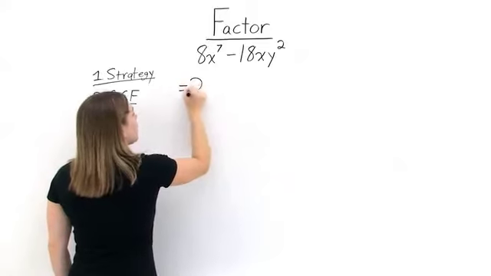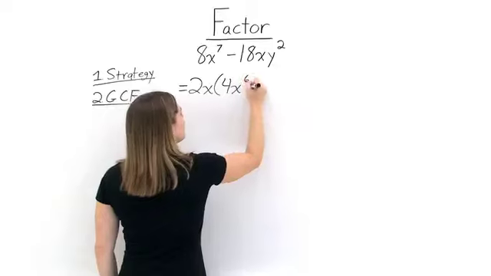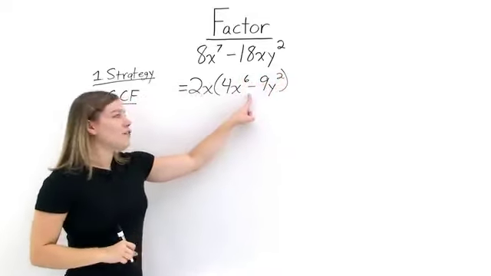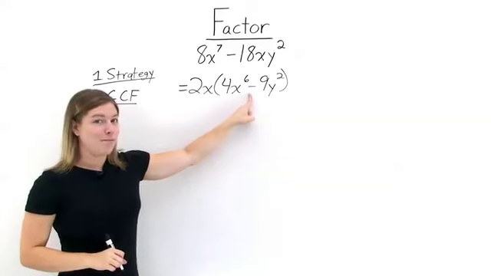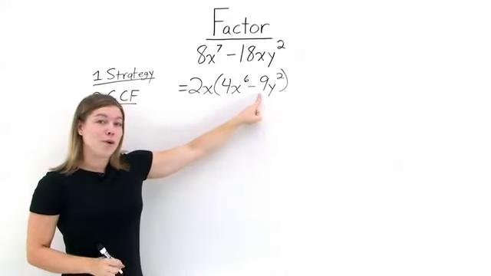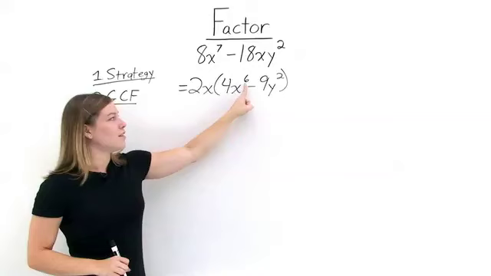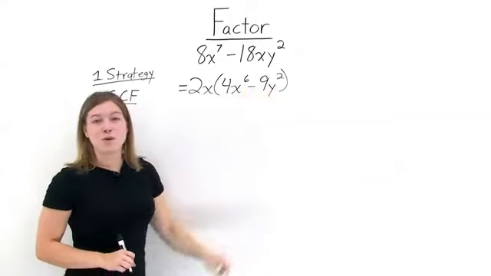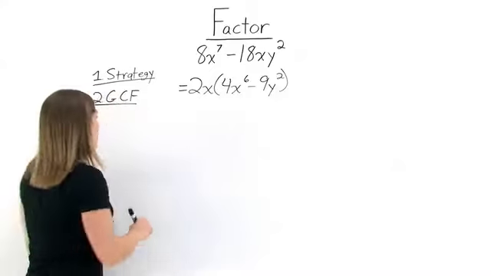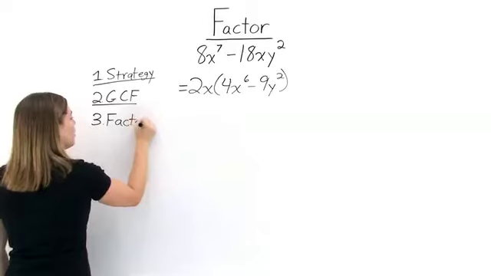So we'll factor out a greatest common factor of 2x, and we'll be left with 4x to the 6th minus 9y squared. Now let's look at factoring this polynomial. Well, we have a 4 and a 9. Both of those numbers we can take the square root of, and we get whole numbers. Now look at the degrees. We have a degree of 6 and a degree of 2. Those are both even numbers. That means that we can use the difference of squares in order to factor this polynomial.